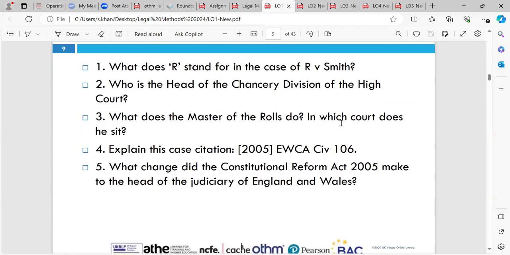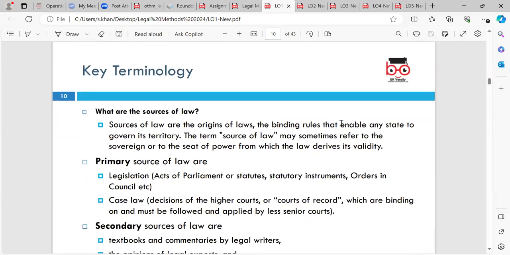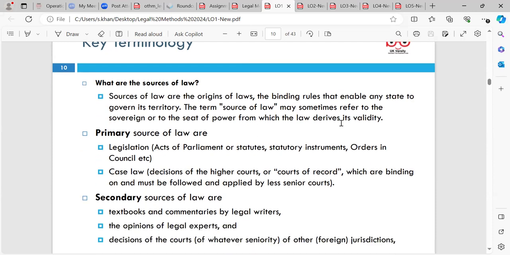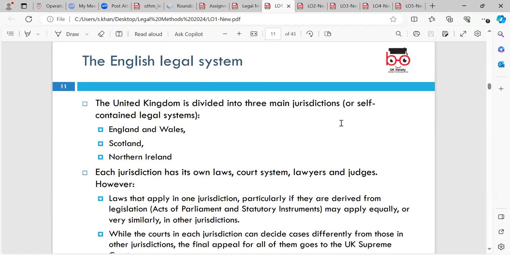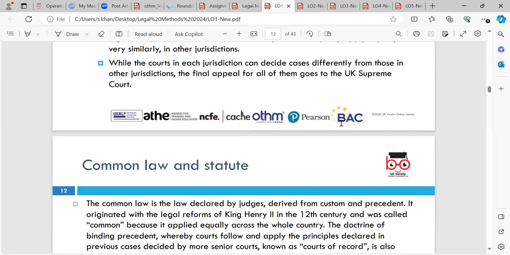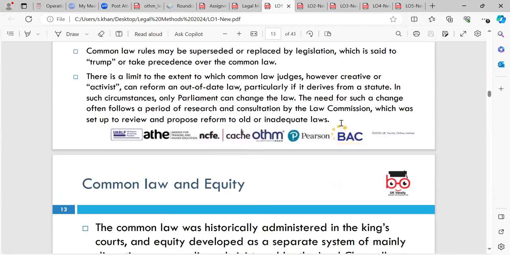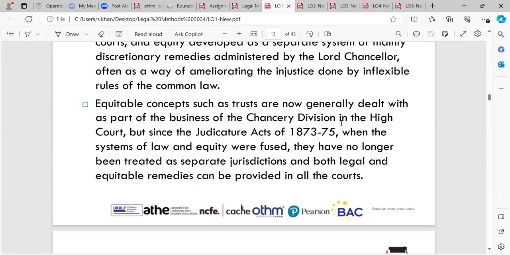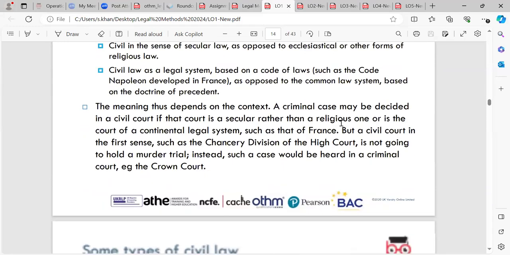We then looked at some self-assessment questions and some key terminology in regard to sources of law, what sources of law are. So we looked at primary sources and secondary sources. Then we looked at how the UK is divided into three jurisdictions: England and Wales, Scotland and Northern Ireland, and how each jurisdiction has its own laws within it. We then looked at common law and statute and the importance of this within UK Parliament. We also looked at civil law, what civil law is, and how it's different from criminal law.